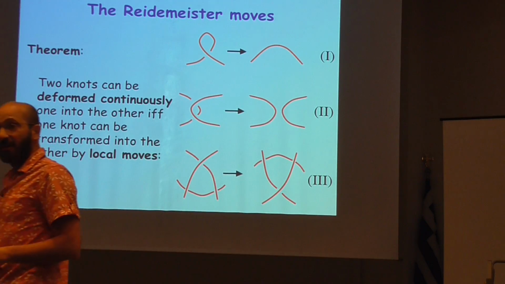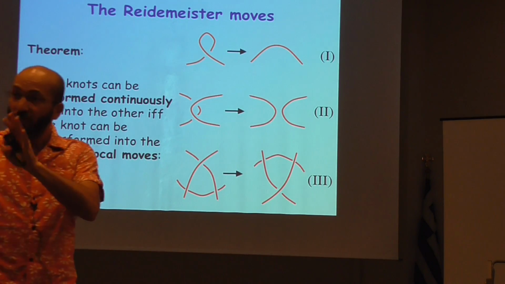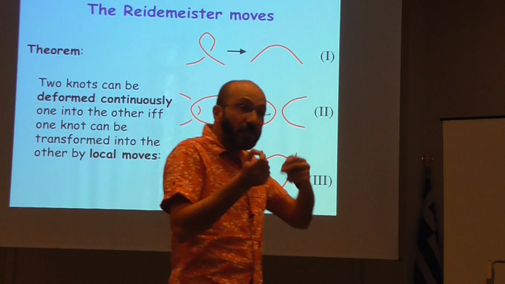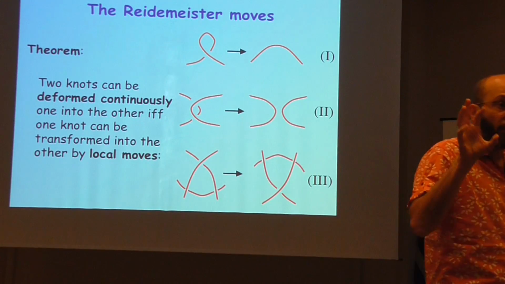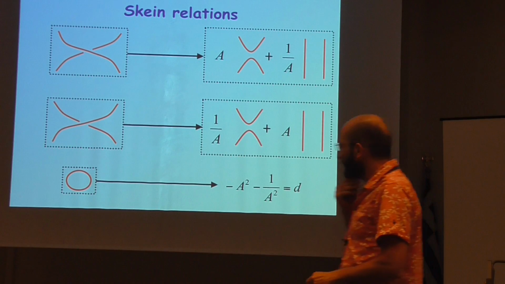And Reidemeister showed that by employing these three moves, you can show that two knots are equivalent if they are continuously deformable. So these three local operations you can apply any arbitrary number of times, and you can transform between topologically or continuously equivalent knots. Good, so we have these three operations.